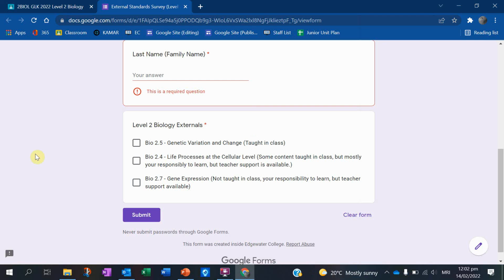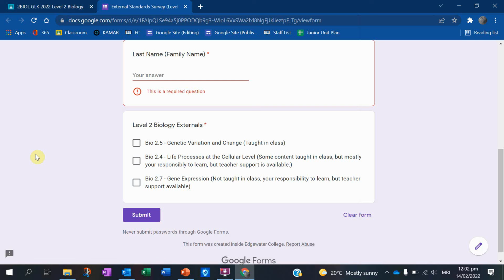So, there are externals that are offered at level 2 biology. The only one that we will probably have time to teach in class is the first one up here, Bio 2.5, which is genetic variation and change. This is the topic that we are on right now.